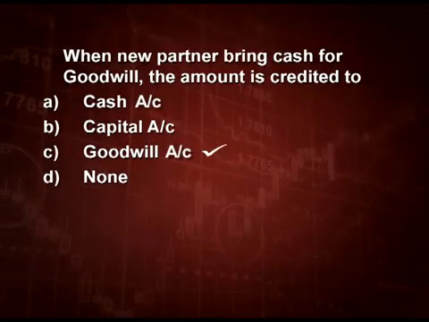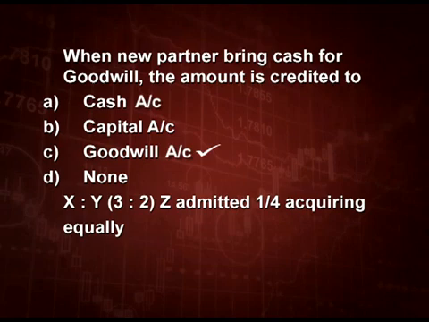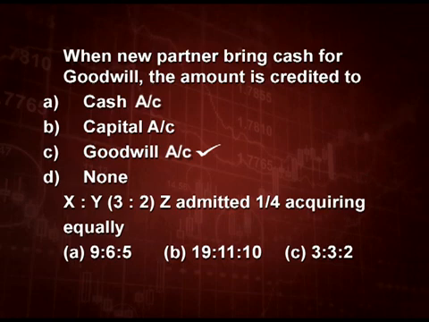Okay. Next question, X and Y ratio 3:2, Z is admitted for 1/4 share, acquiring it equally from X and Y. What will be the new ratio? Note it down carefully. X and Y 3:2, Z is admitted for 1/4 share, acquiring equally from X and Y. What is the new ratio? 9:6:5 or 19:11:10 or 3:3:2.